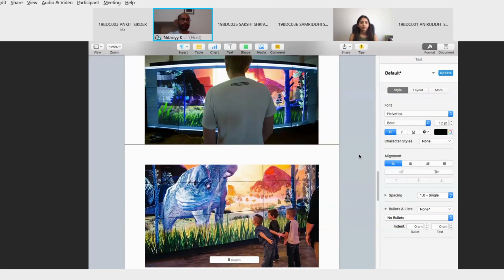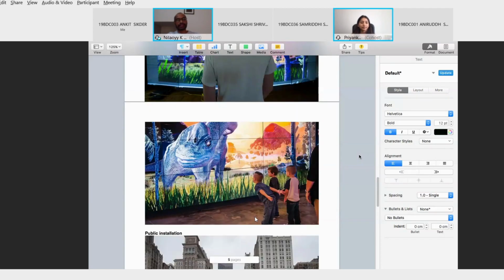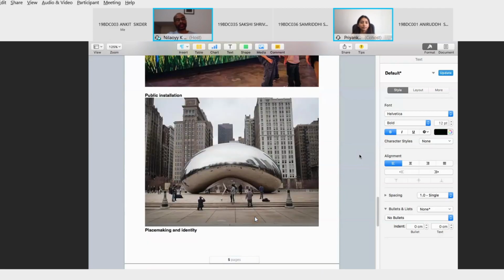This is one amazing work by an Indian artist called Anish Kapoor. He's one of the very famous Indian artists in the whole world now. Though he's settled abroad, he's from India. This is Anish Kapoor's work. It's more of installations, so it can be any art form also.